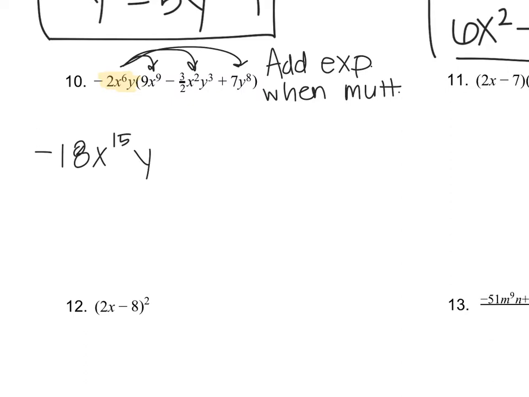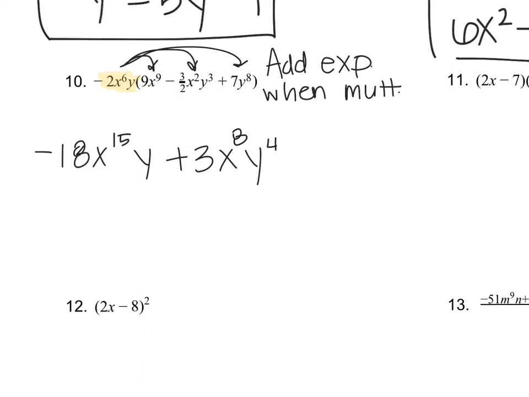Next, we're going to take negative 2x to the 6th y and multiply it by negative 3 halves x squared y cubed. So first, we're doing a negative times a negative, which is going to give us a positive. 2 times 3 halves is going to be 3. X to the 6th times x squared is going to give us x to the 8th. And then y times y cubed is going to give us y to the 4th.